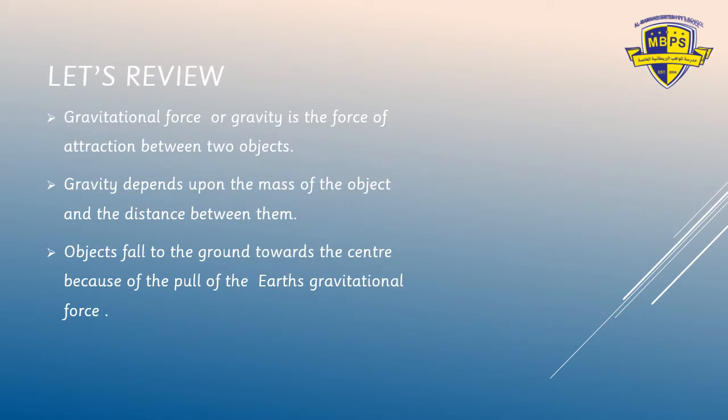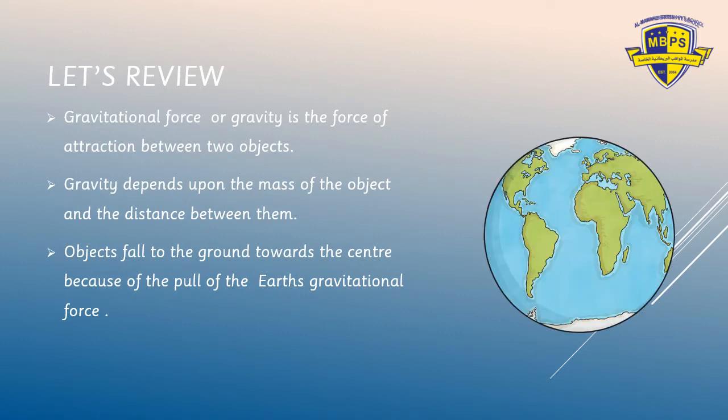So let's review what we have done. Gravitational force or gravity is a force of attraction between two objects. Gravity depends upon the mass of the object and the distance between them. Objects fall to the ground towards the center because of the pull of Earth's gravitational force. You can see the Earth here and the direction in which the force is acting.